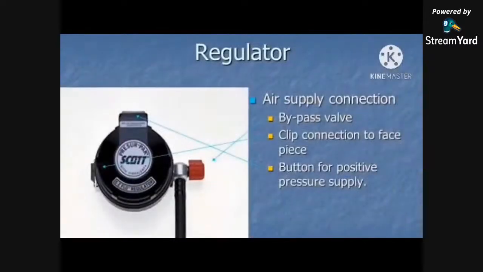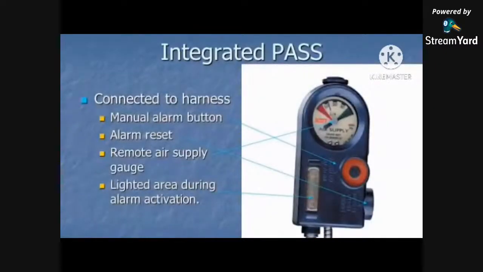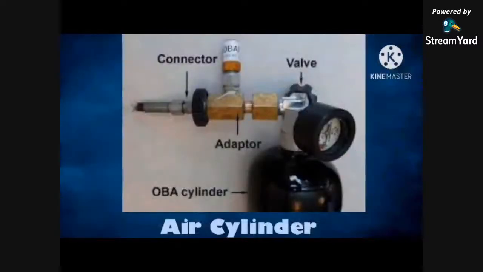2. Regulator. A device that is used to control the pressure of air coming from the cylinder. Types: A. Demand type regulator. B. Positive pressure type. Regulator parts: A. Alarm, whistle and bell. B. High pressure hose. C. Bypass valve. D. Gauge. Number 3. Air cylinder parts: A. Pressure gauge. B. Control valve.